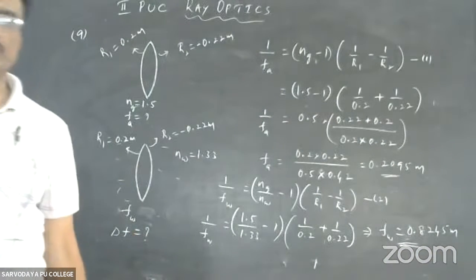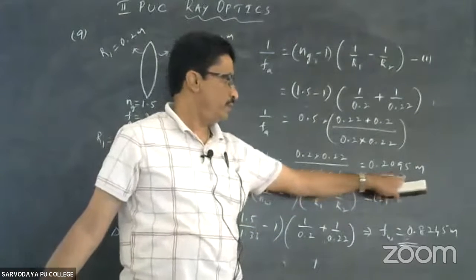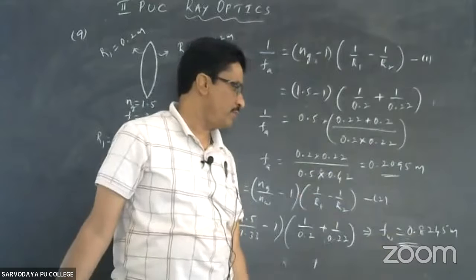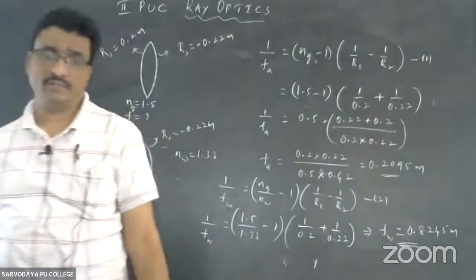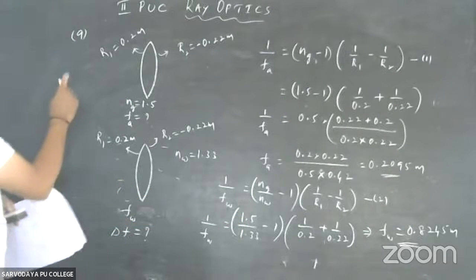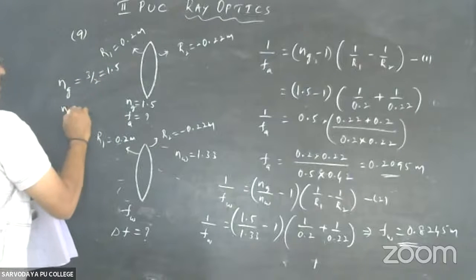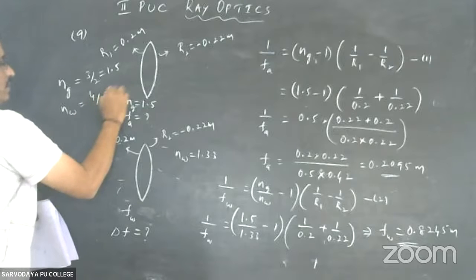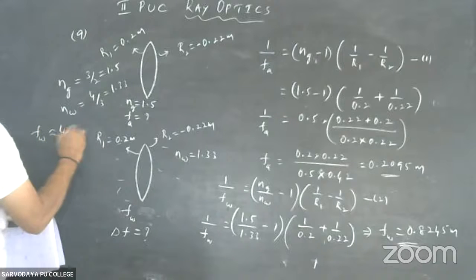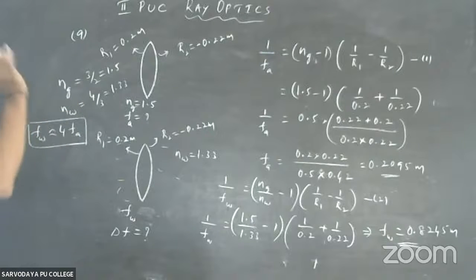Just observe what is happening to the focal length. In the air, its focal length is 0.2095. But in water, the focal length of the same lens has become 0.8245 meter. One important thing you have to remember, especially if NG is considered as 3/2, that is 1.5, and NW is given as 4/3, it is just exact 1.33. In fact, focal length in water is nearly 4 times the focal length in the air. Okay, for these values, this will be the one.